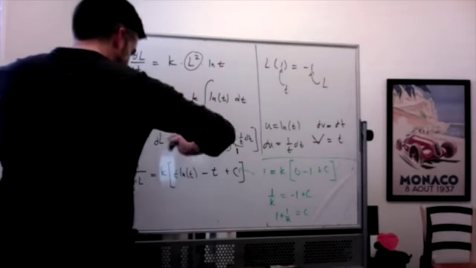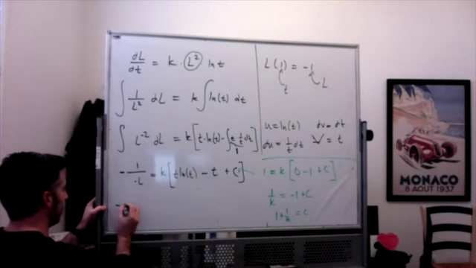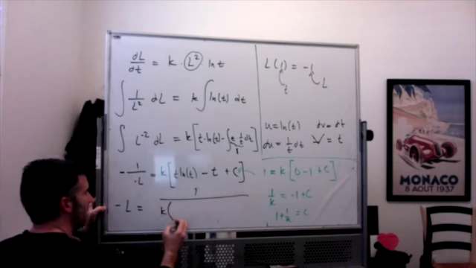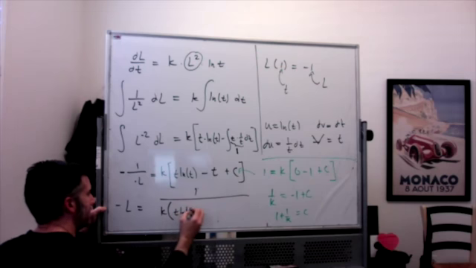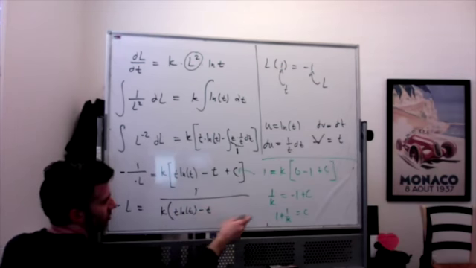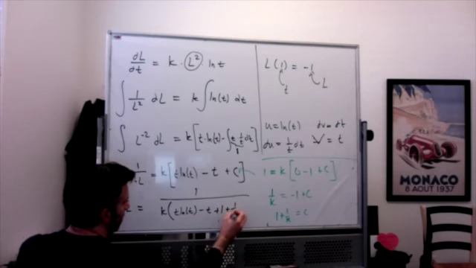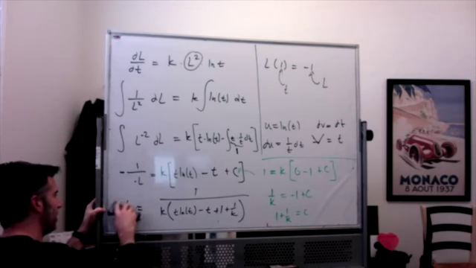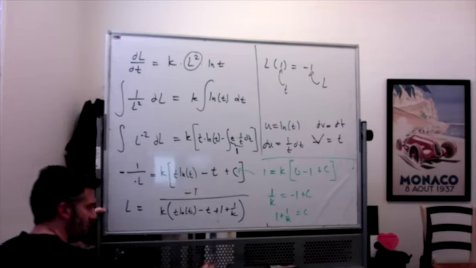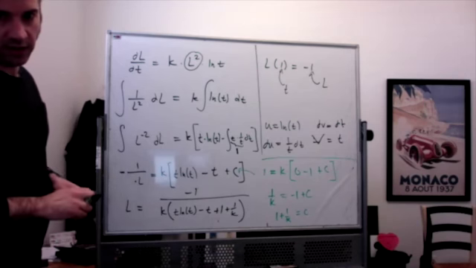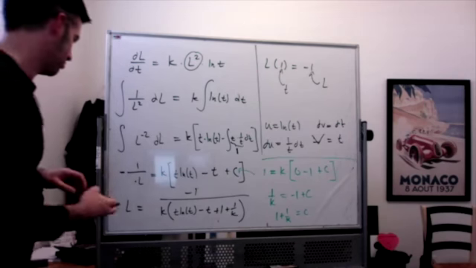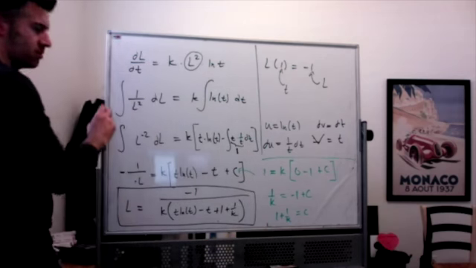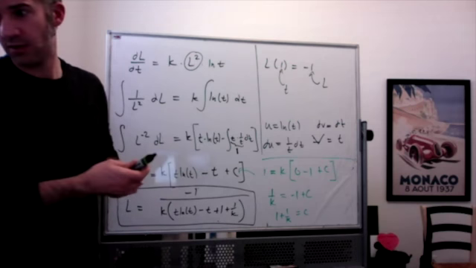So then we flip both sides and we get negative L equal to 1 over K times T natural log of T minus T plus 1 over K. And then finally, multiply both sides by negative 1 to get L equal to negative 1 over K times all that garbage. Questions about this?